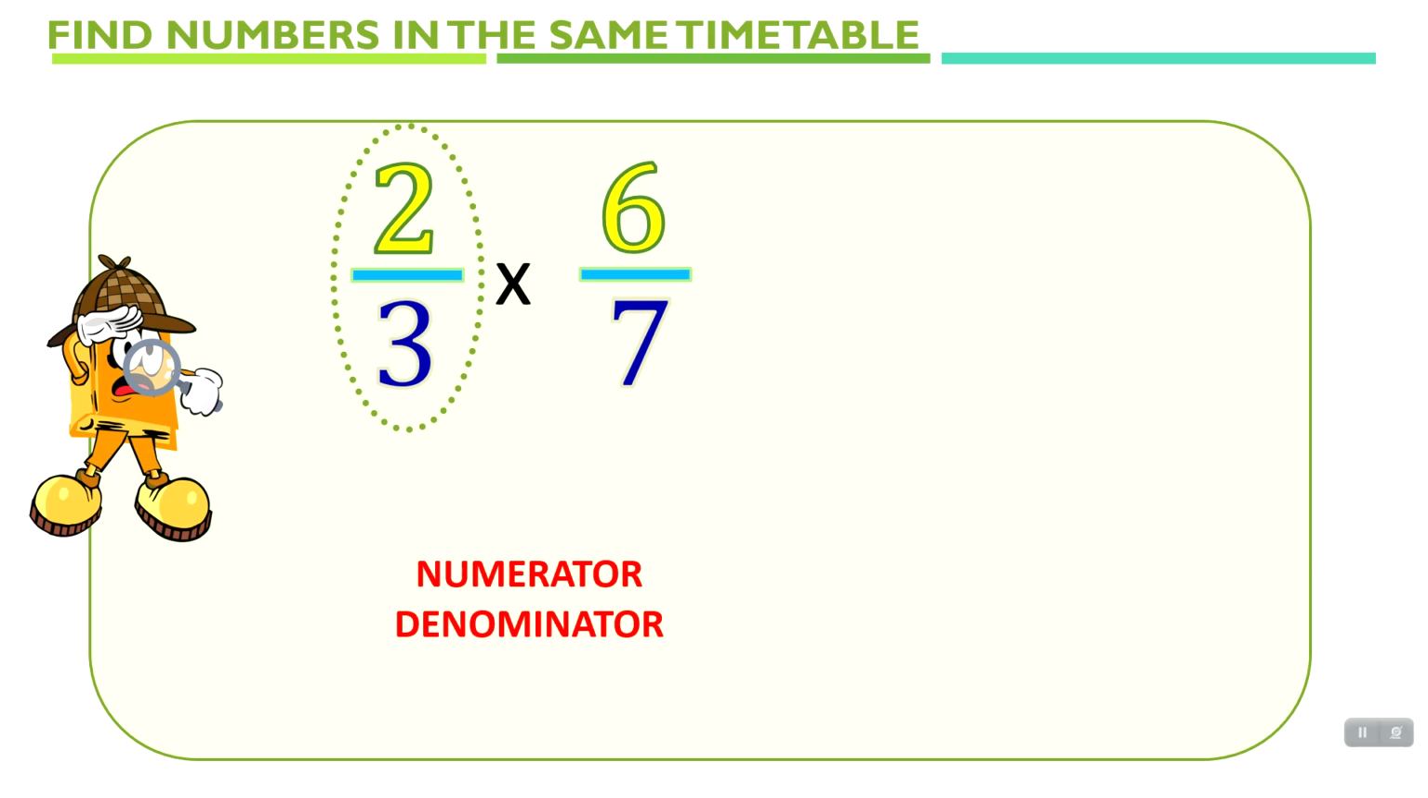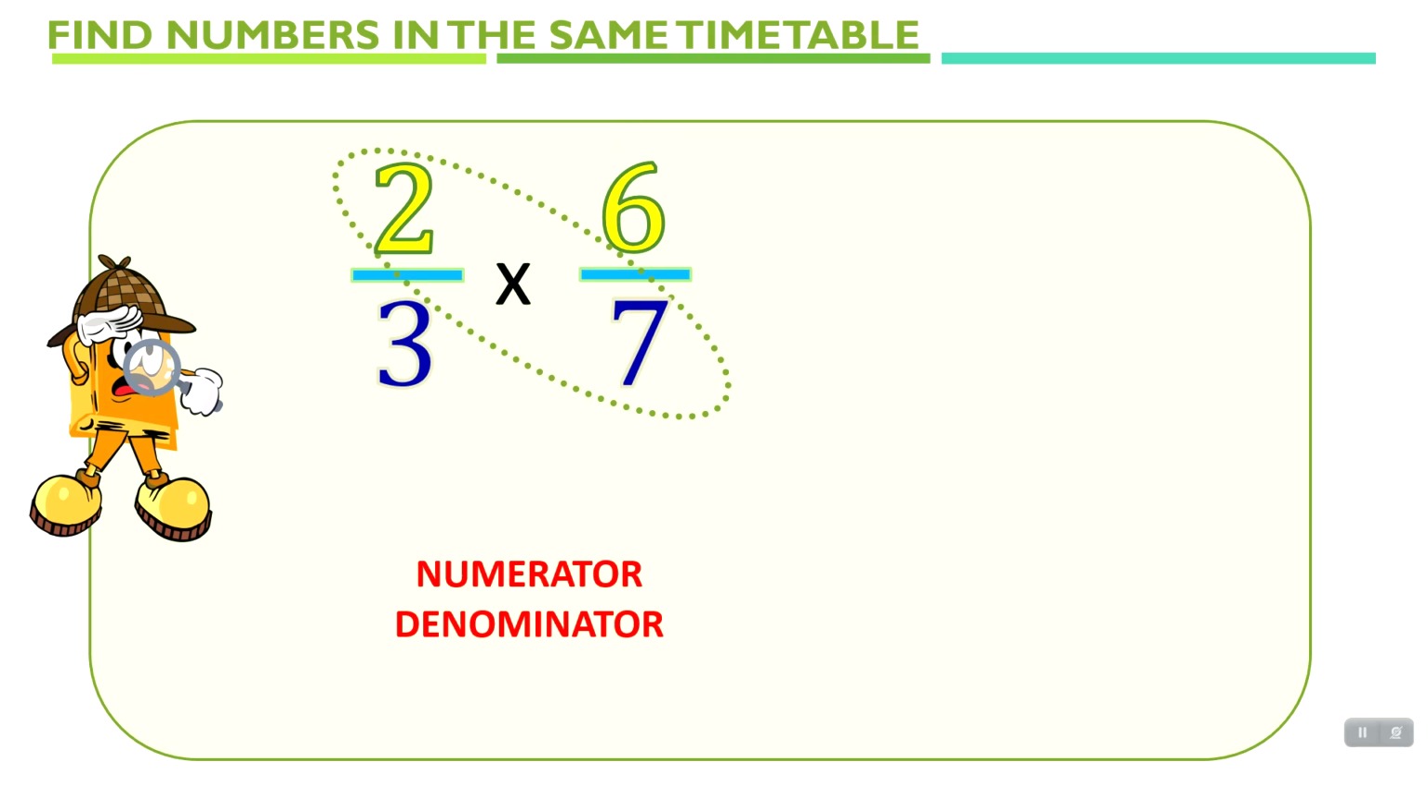2 and 3. Are the numbers 2 and 3 in a timetable that we know? Well, we know they're in the 1 times table, but we need a number that's bigger than 1 in order to divide by, because if we divide by 1, we're going to get the same numbers. Let's look at 6 and 7. 6 and 7 are again in the 1 times table, but that doesn't help us because if we divide by 1, we get the same number.